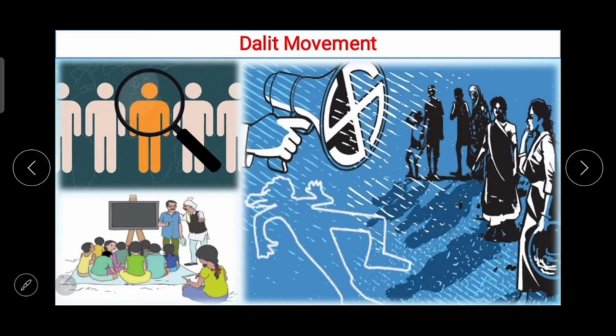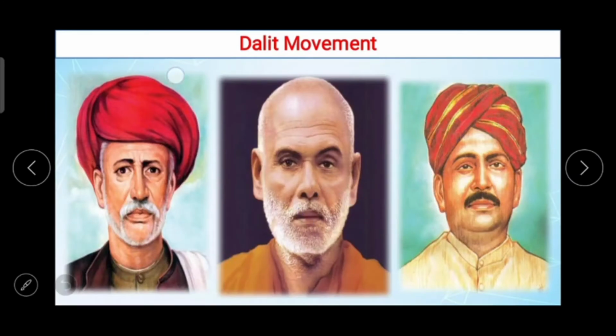So the Dalit movement played a very important role in this. The Indian social structure was based on inequality. Social reformers like Mahatma Jyotirao Phule and Narayan Guru brought about awakening of the people against the unjust treatment given to Dalits in the society. Here this word is very important, unjust treatment to the Dalit people.